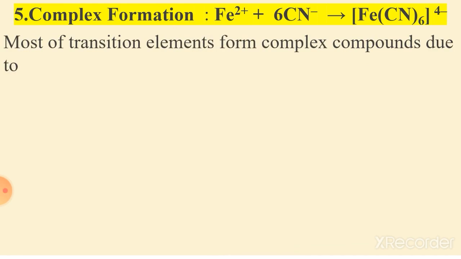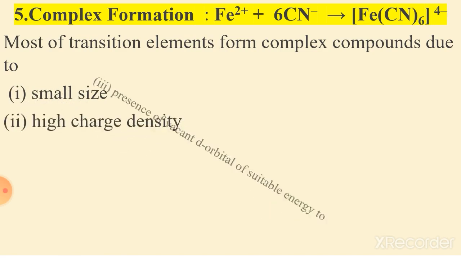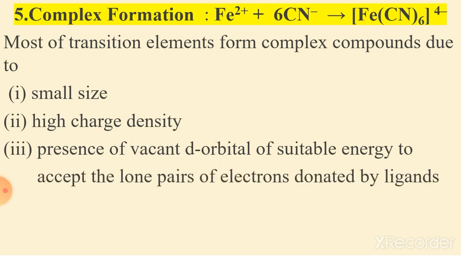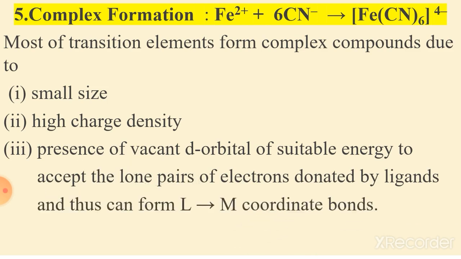Now what you have to know in this complex formation? Most transition elements form complex compounds due to small size, high charge density, and presence of d orbitals of suitable energy to accept the lone pair of electrons donated by ligands. Here, just like CN⁻ donates an electron pair to Fe²⁺, and thus can form a ligand-metal coordinate bond.